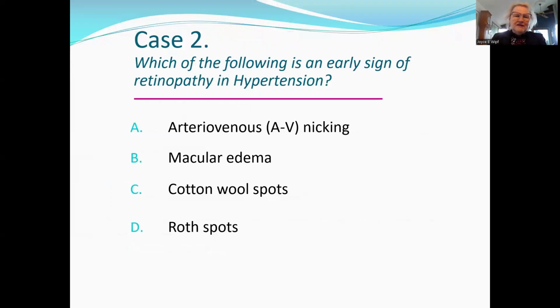So moving on. Case 2, which of the following is an early sign of retinopathy and hypertension? A, arteriovenous nicking, B, macular edema, C, cotton wool spots, D, Ross spots.